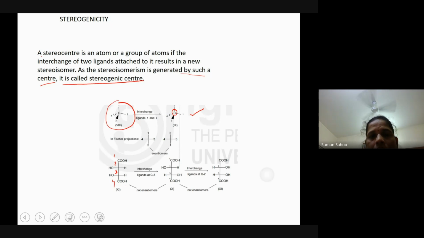They are not enantiomers because they are diastereomers, but still it is giving you a stereoisomer. So this center 3 is a stereogenic center. Even center 2 also is a stereogenic center. Although you are not getting enantiomers, still you are getting diastereomers, and that is also a stereoisomer.